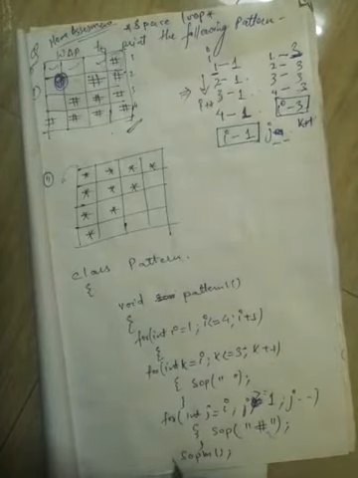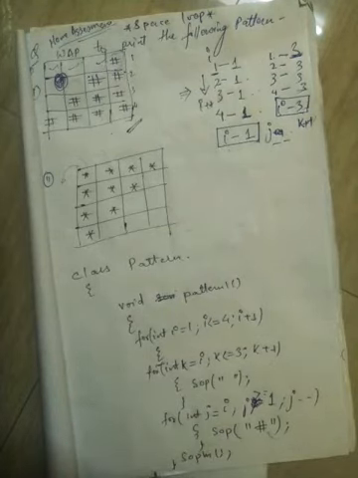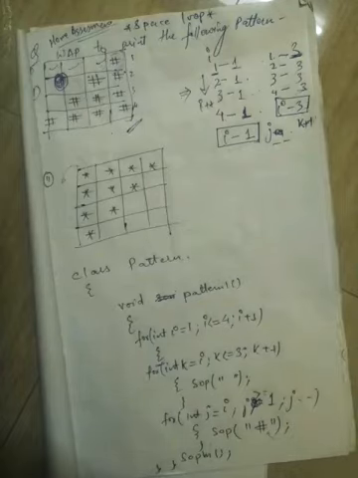So after this, the for loop of I is closed here. This was open, this is closed. Then void pattern 1 is closed. Okay, so this is how you do pattern 1.